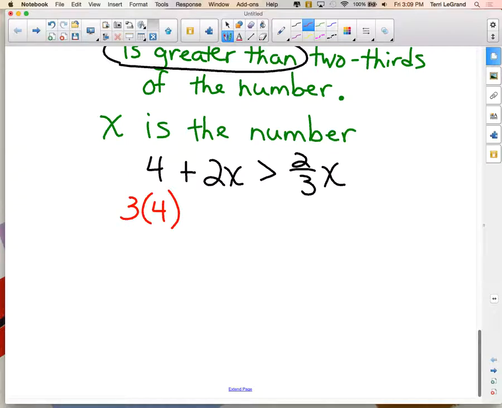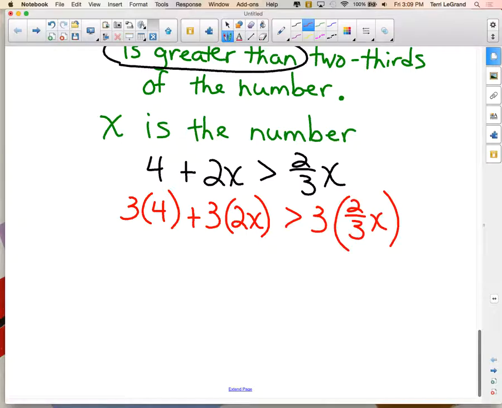So we're taking the 4 times the 3. We have to take the 2x times the 3. We take the 2/3 x times the 3. So every one of these is getting multiplied by a 3. Every piece. And then we can put this 3 over 1, can't we? Yeah? And then now we got a 3 up, we got a 3 down, we're multiplying, we can do that.